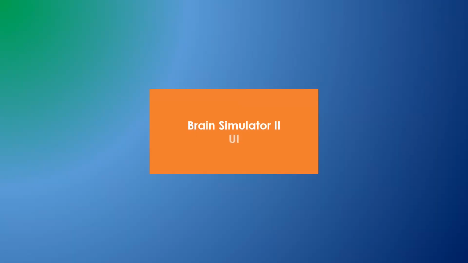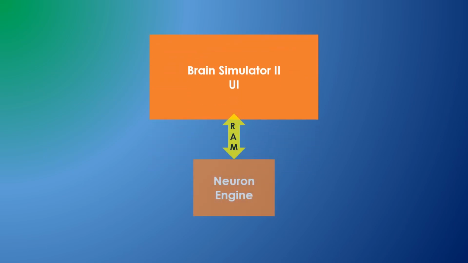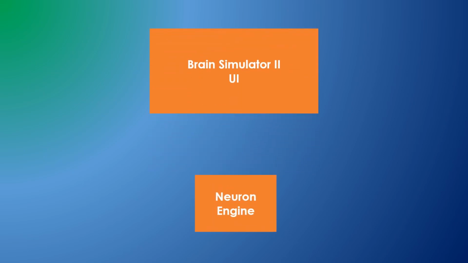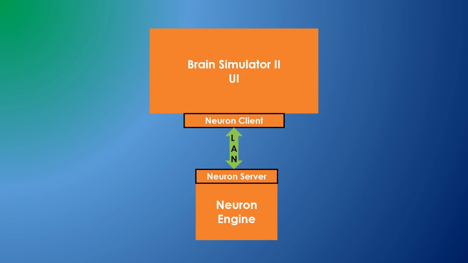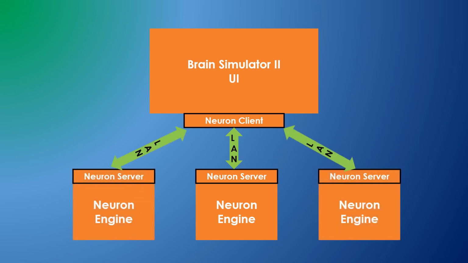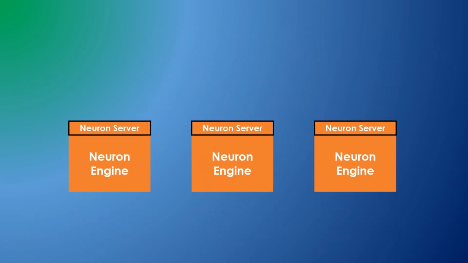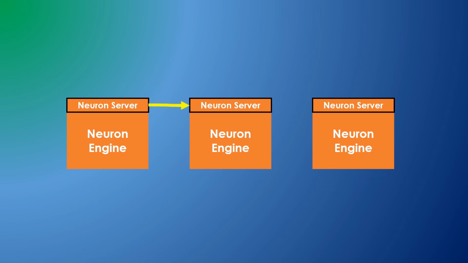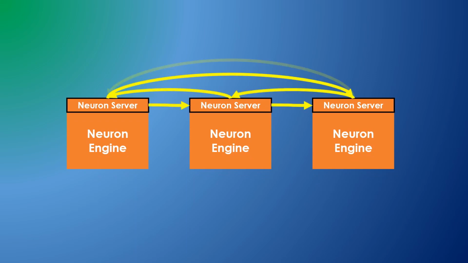In this video, I'm introducing the brain simulator's new ability to operate a spiking neural network distributed across multiple computers. If you have a number of computers connected by a private network, I encourage you to try out the multi-computer configuration.